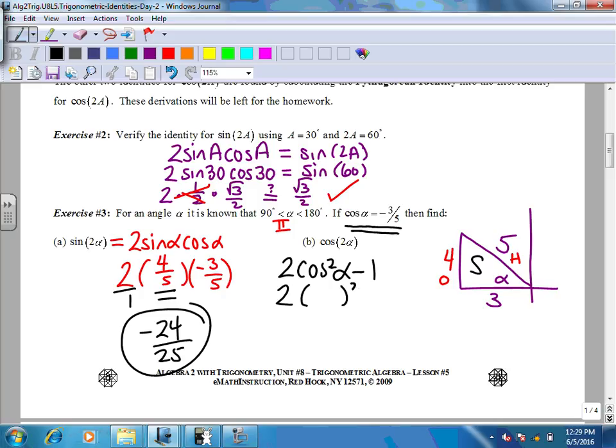2 blank squared minus 1. And in the blank, I know cosine alpha is negative 3/5. Let your calculator help you here. Should be able to do it by hand.